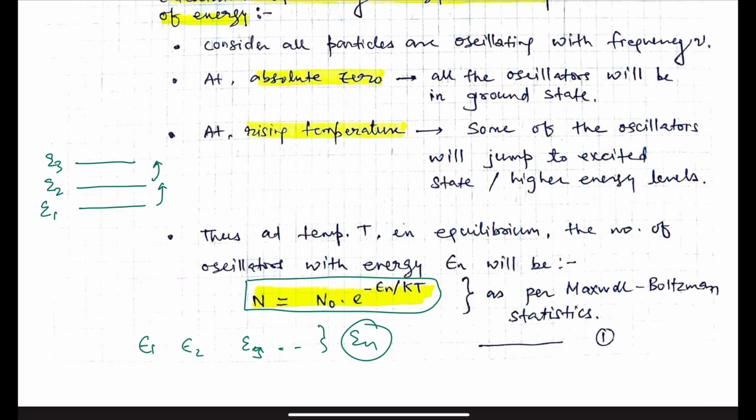Which is n is equal to n naught multiplied by exponential minus En upon kT. And we have got this particular information from the Maxwell-Boltzmann statistics. So writing such an argument is very important because we are not deriving it. So we must state the source of the concept which we have used. And without this, you will not get marks if you write this plain information.